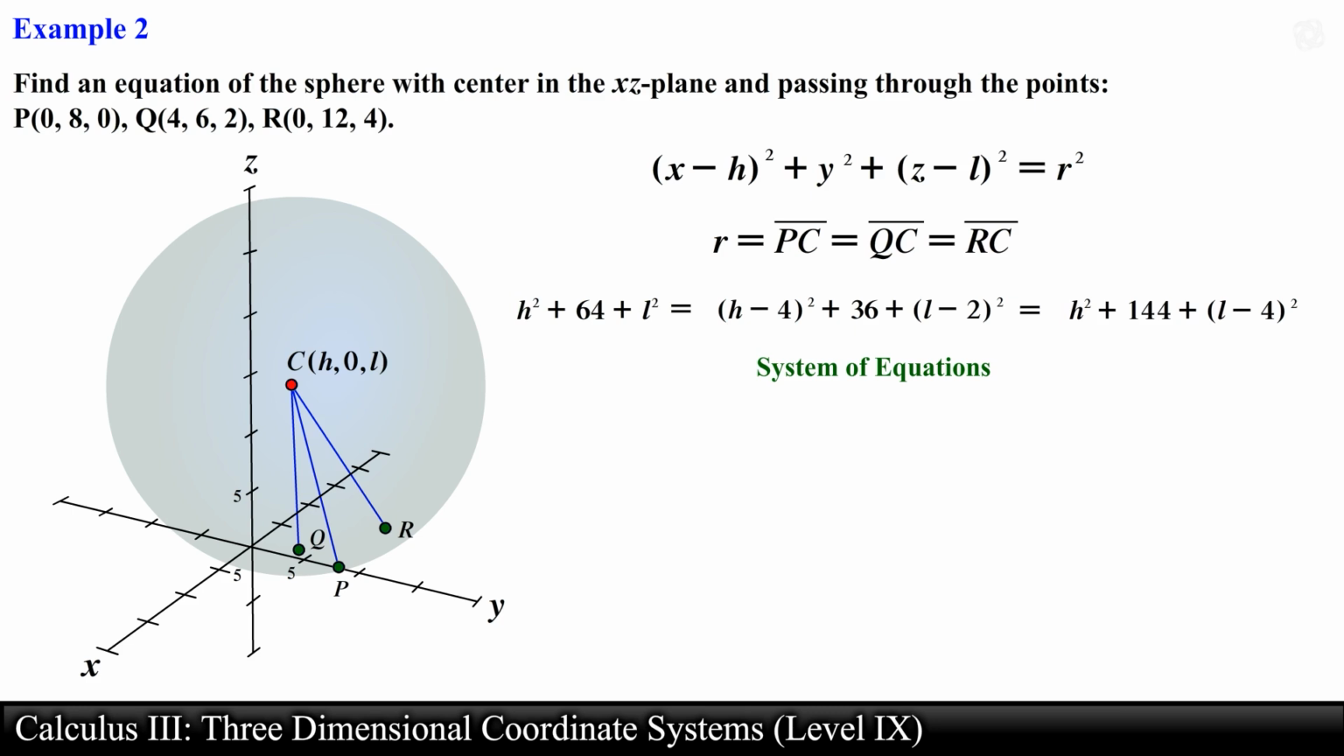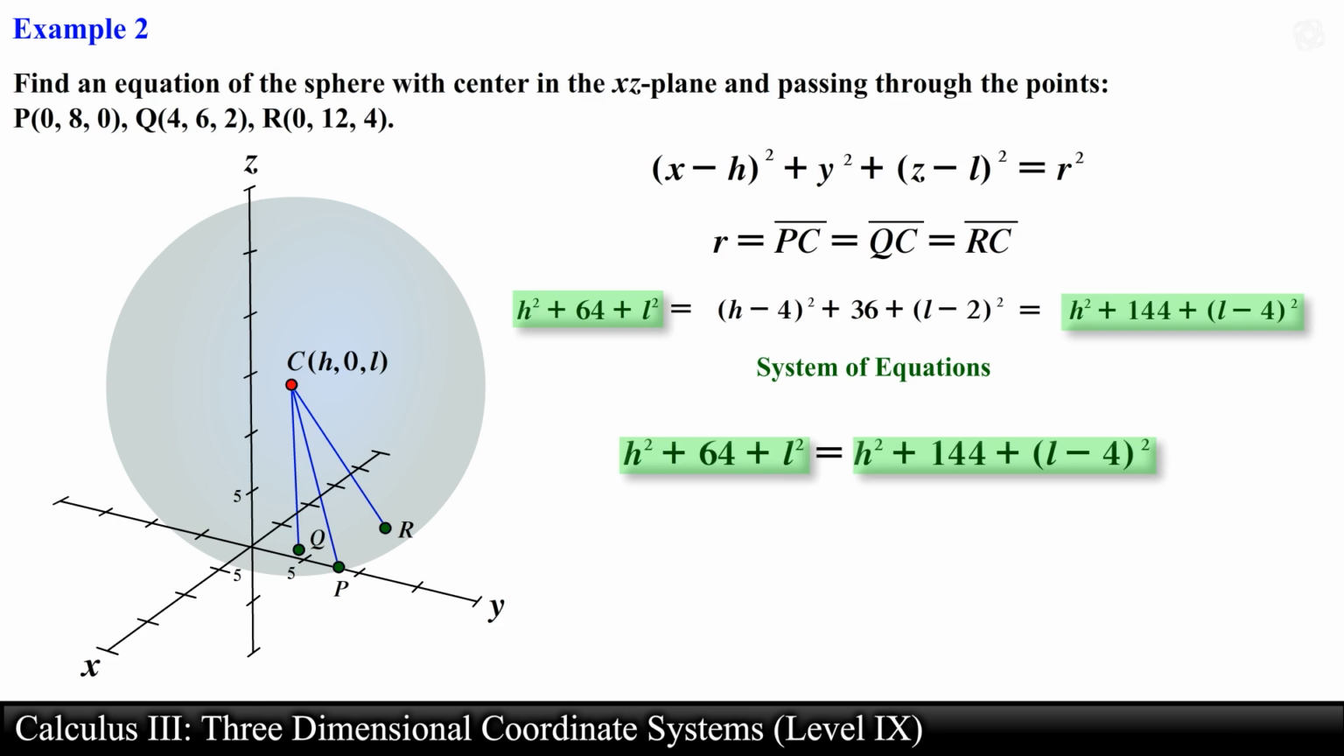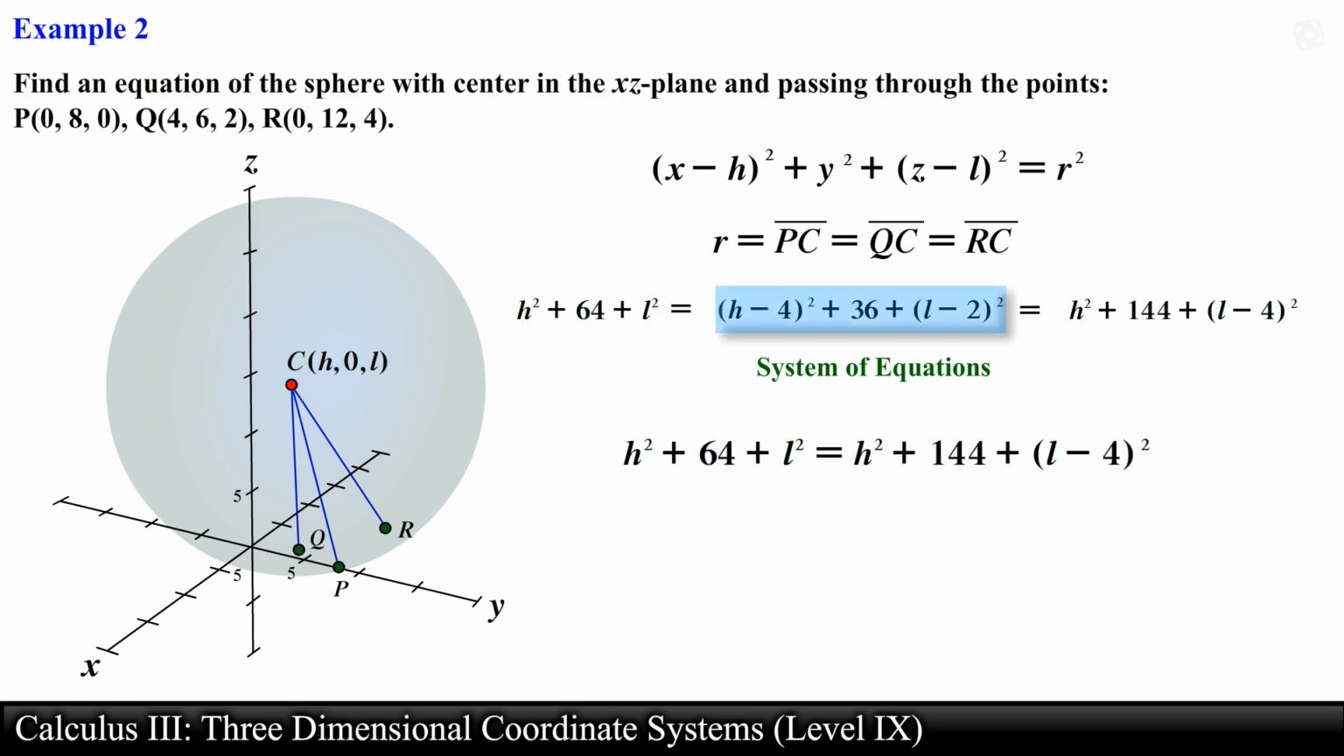Let's start by equating the first expression with the third expression. Let's avoid using the second expression for now, since it contains 2 binomials squared. We want to work with the simpler expression first. Notice that when we equate the first and third expression, we can eliminate the h squared term, since it appears on both sides of the equation.